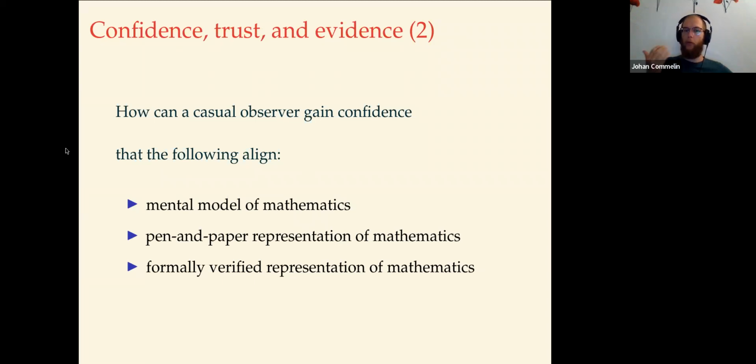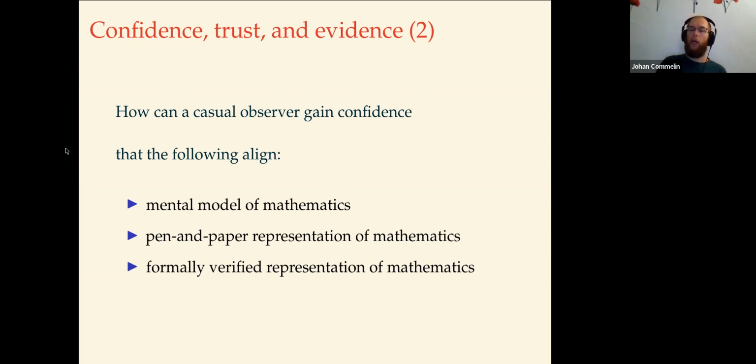For example, if you're the author of a proof, then your mental model of mathematics is the ground truth, because you came up with this mathematics, you found it, you discovered it, you created it, and then you tried, as faithfully as you could, to put this into pen and paper mathematics by writing an article, or you try to put it into a formally verified representation. But your mental model of mathematics is ground truth.